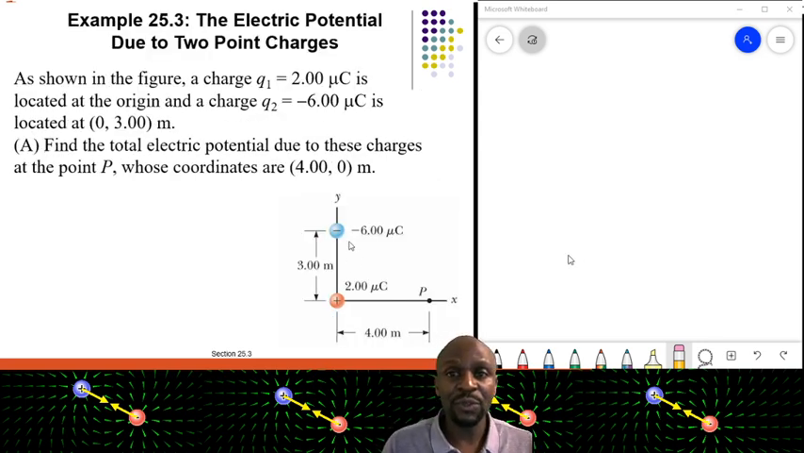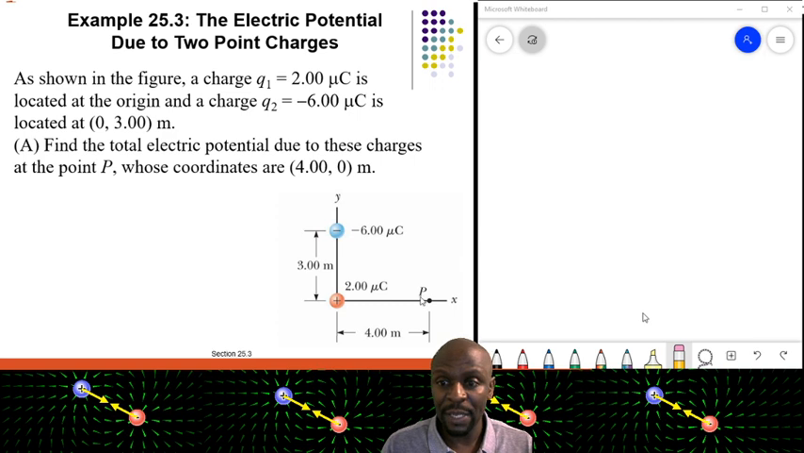Right. Now, let us also do the following example, which states that, as shown in the figure, Q1 with a magnitude of 2.00 microcoulomb is located at the origin, and Q2 is minus 6.00 microcoulomb, located at x equals 0 and y equals 3.00 meters. Now the question wants you to find the total electric potential. Good people, once again, electric potential, not potential energy, due to these charges at point P.